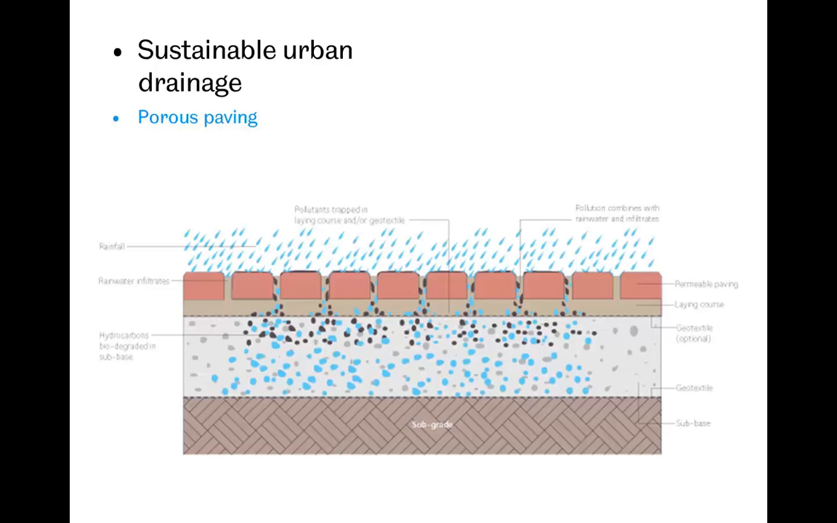Porous paving or permeable paving. Basically, you have normal paving, but it allows the water to disperse between the paving stones. And what you normally have is a filter layer to trap any oil or petrol. And if it's a car park area, you normally will have a trap so that if a car, for example, emptied all of its petrol onto that paving, you can trap that petrol before it goes into the drains or the rivers.